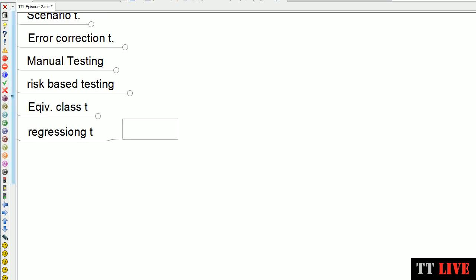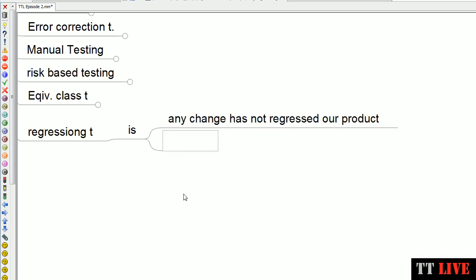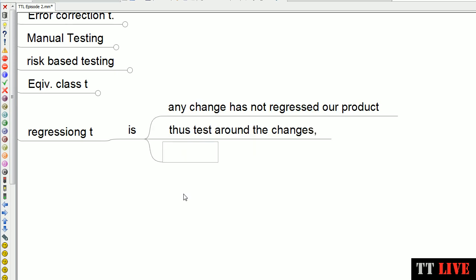Regression testing, yay, fun. It's sort of similar to error correction testing. It's thought that it is similar, though there is an important difference. Error correction testing means testing that this thing is fixed and no bad changes have been done because of it. Regression testing focuses around that error, but this doesn't mean specific error corrections, but any change has not regressed our product, and thus we test around the changes that have been introduced into our system. You can test it any way you like. In that sense, it's an umbrella term.